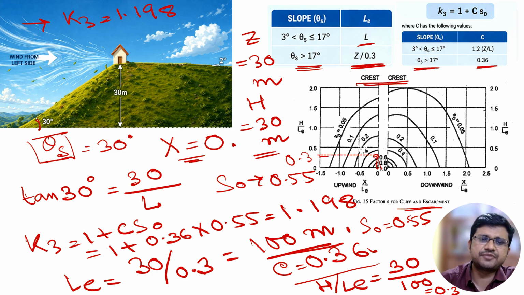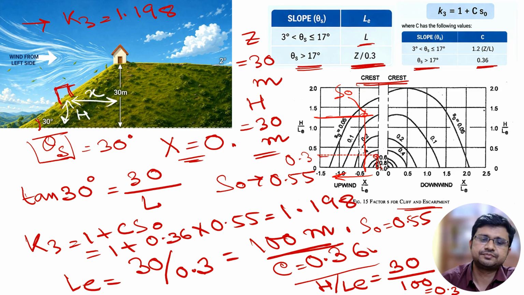But suppose for a different problem, our building is located in this particular position. Then what do we have to do? Here also the calculation will be very much the same. We have to take this value as H and this as X, and taking these two values from the left side of the chart, by taking the value of H by LE and X by LE, we can get the particular value of S0. From this point, we will get the value of X0.